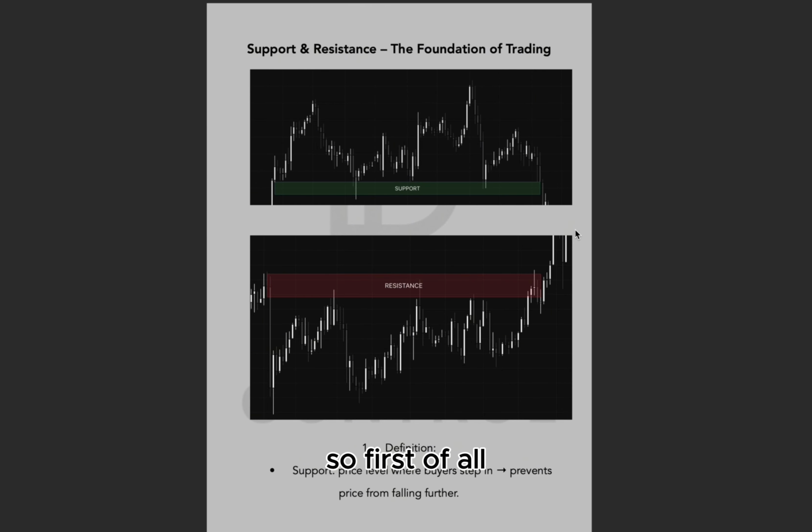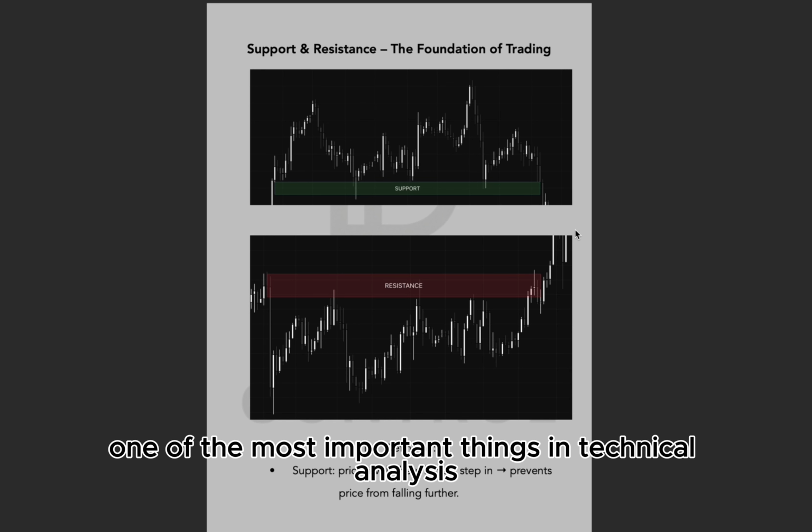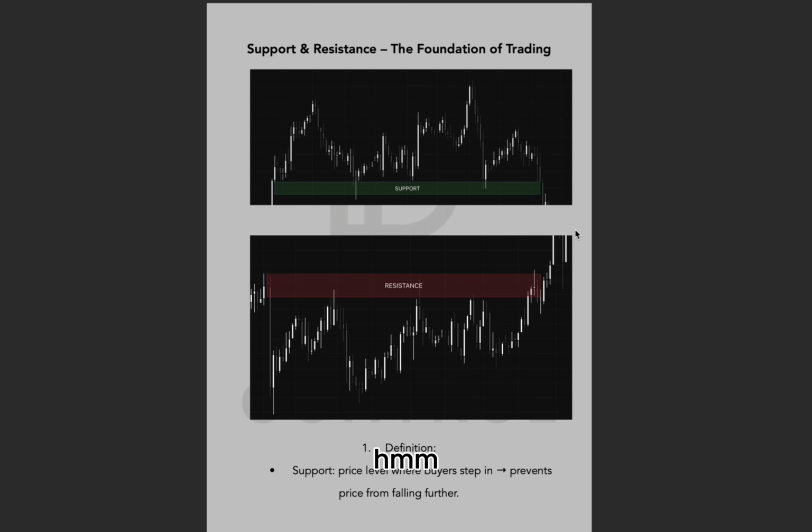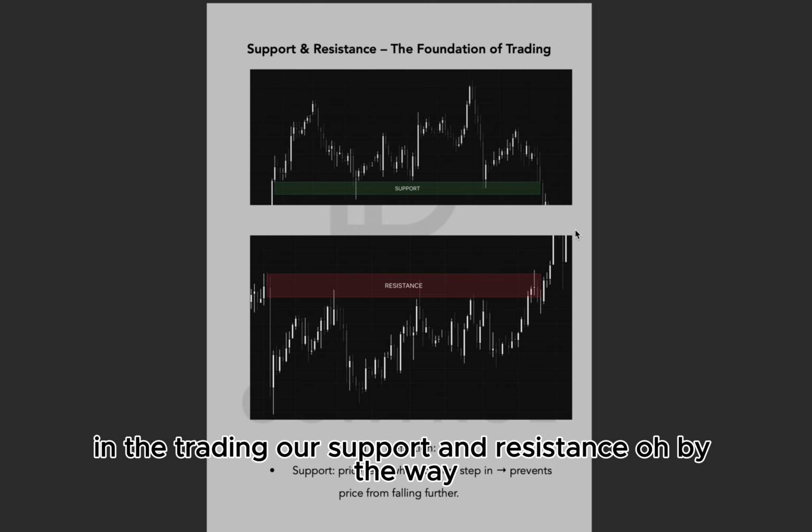So first of all, I think the least advanced and one of the most important things in technical analysis, in trading, are support and resistance.